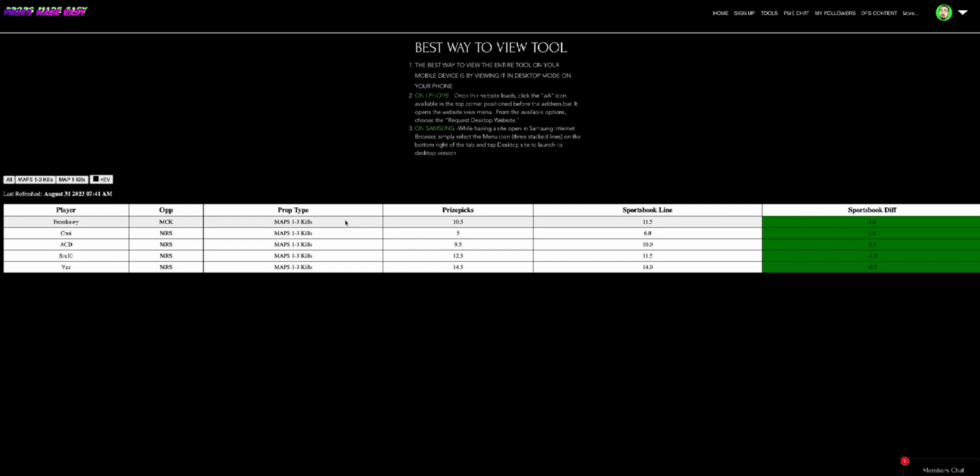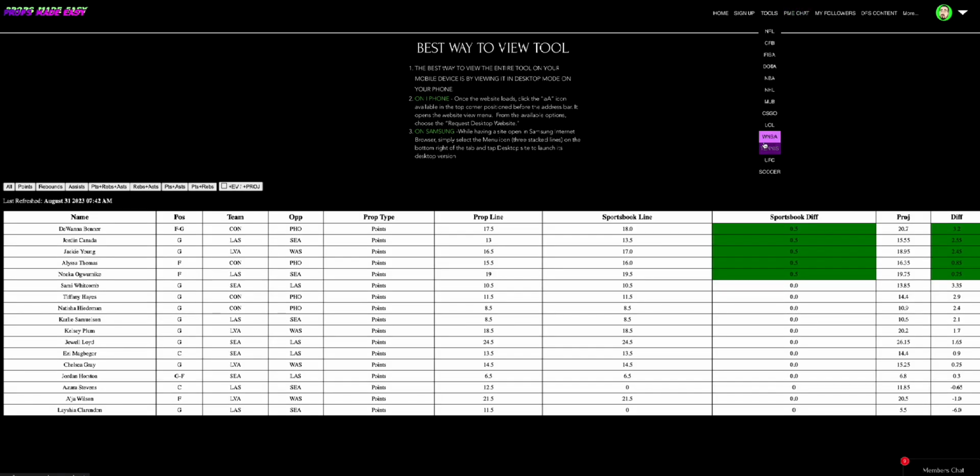Freskoy, MCK, map 1 through 3 kills. PrizePicks has him at 10.5. He's 11.5 other places. That's a one sportsbook differential, so you could get him for value. Both of these guys are value on the overs. And then the best under, as you can see, a minus one right here, is going to be the under on 610. All right. Next up, WNBA.